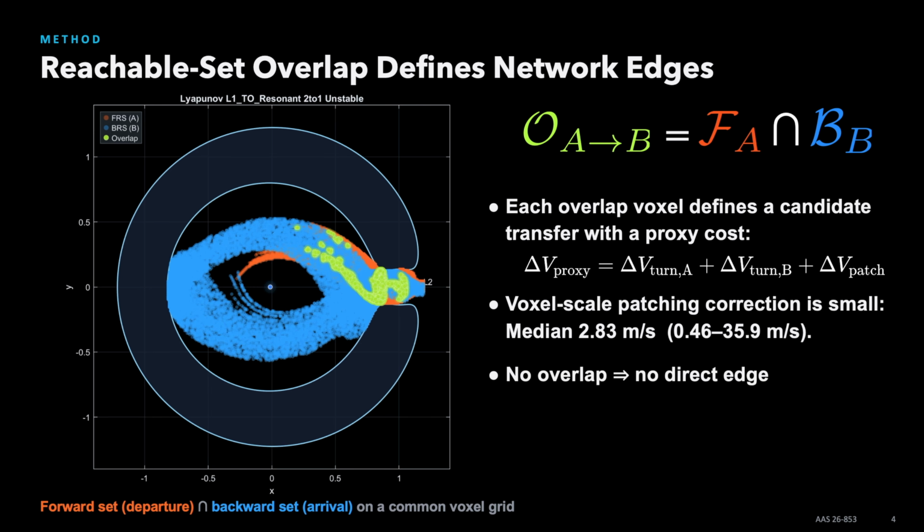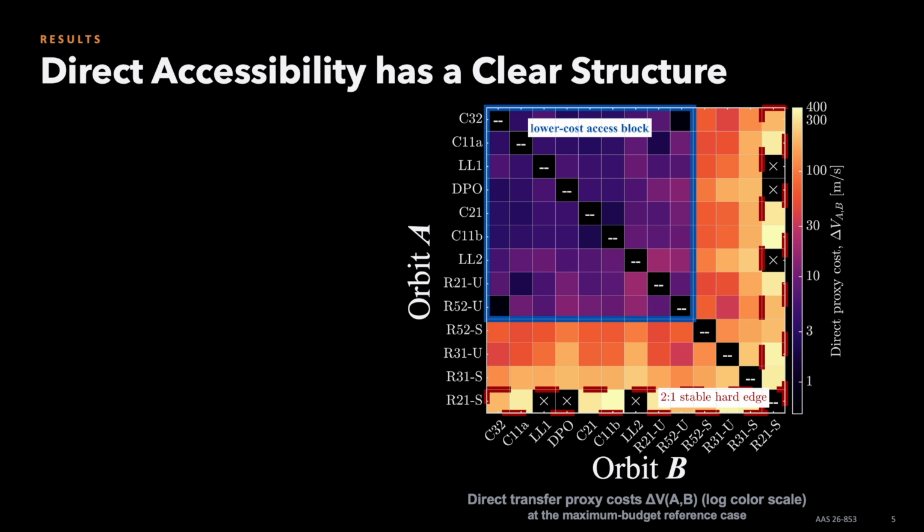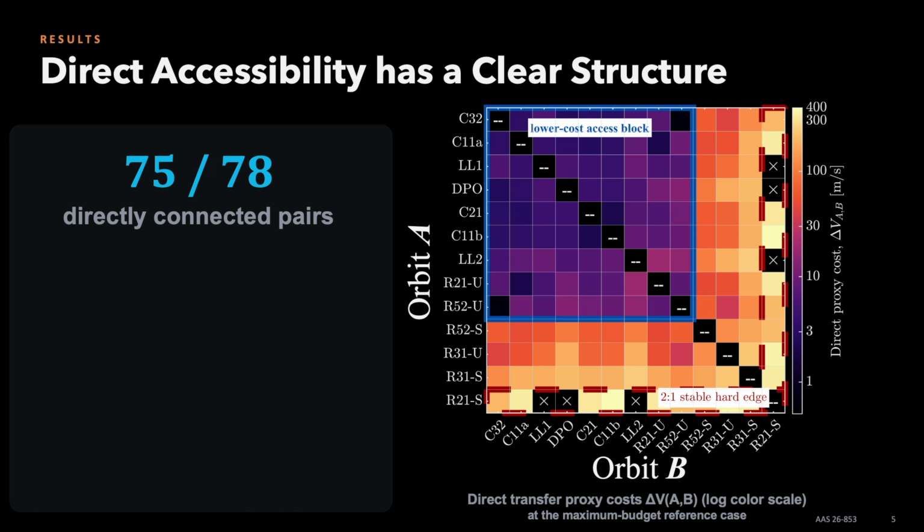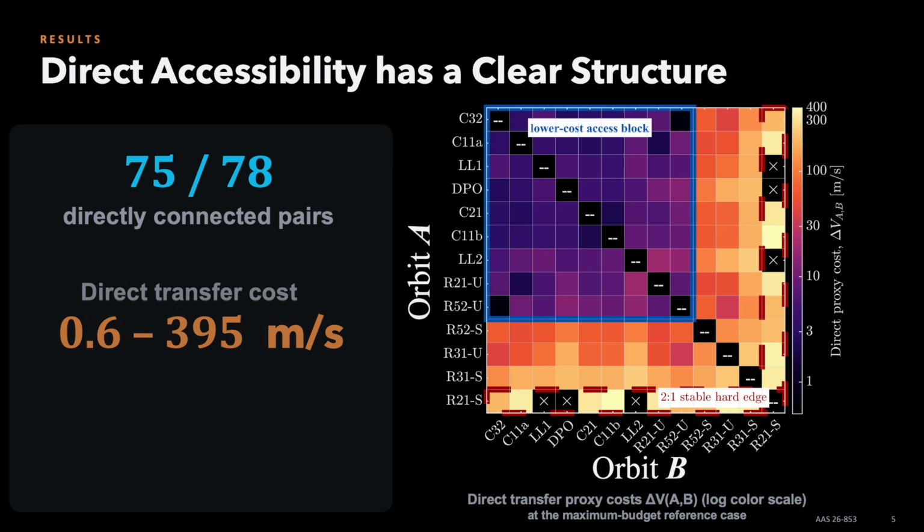Where there's no overlap, that means there's no direct edge connecting the 2 orbits. And time symmetry supplies the reverse connection, giving the undirected network we use here. At the maximum reference budget, direct accessibility is pretty dense. Of the 78 possible total orbit pairs, 75 exist within budget. But the costs are highly structured, ranging from less than a meter per second to up to 400.